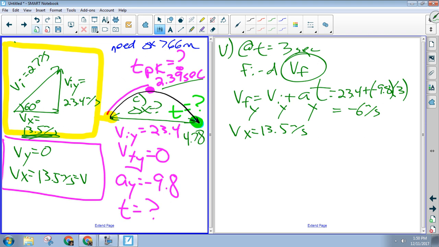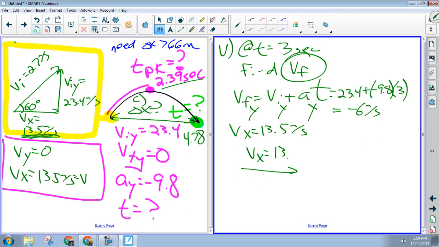All right, so now we just draw our triangle. At this instant, my Vx is 13.5, my Vy is negative 6, and I'm looking for V. Follow? So Pythagorean theorem will get me the hypotenuse. Then am I done? Not quite. You have to find the direction. Remember, velocity is speed and direction. So anytime I ask you for velocity, you have to give me the direction. Pythagorean theorem gets us the hypotenuse, and some simple trig will give us this angle here. And the answer is on the sheet. So, follow?